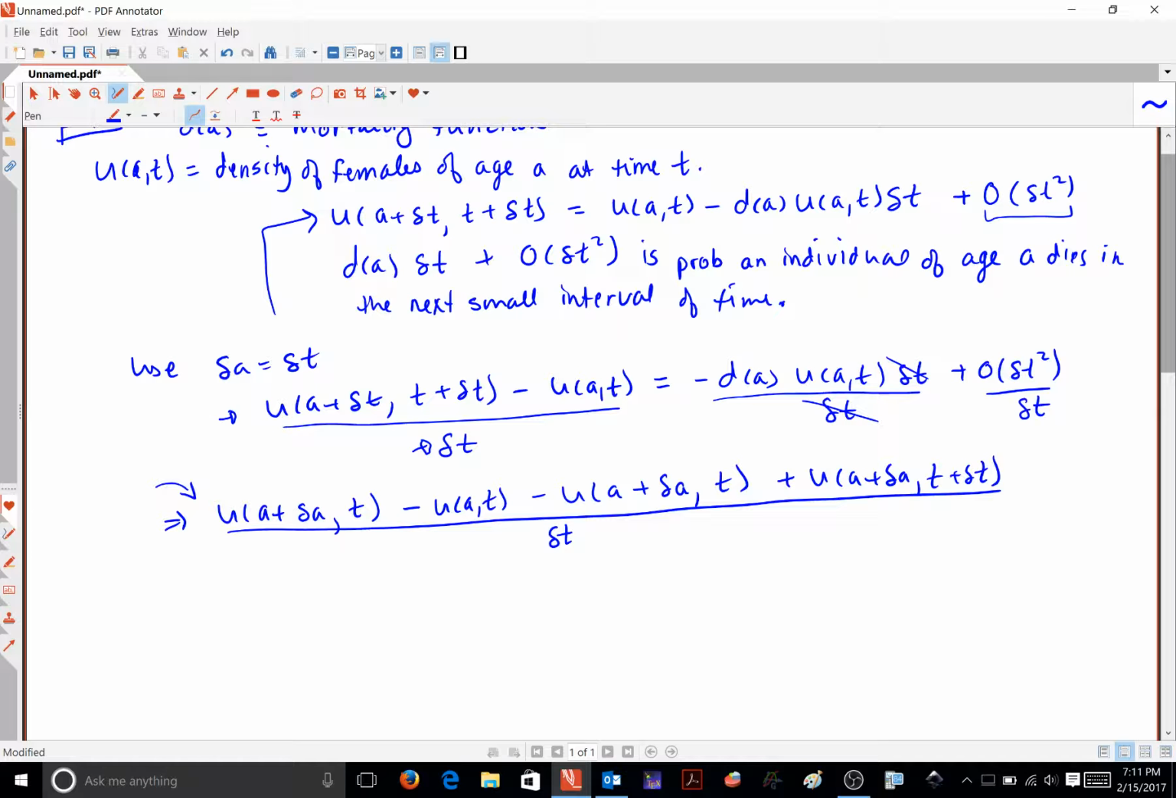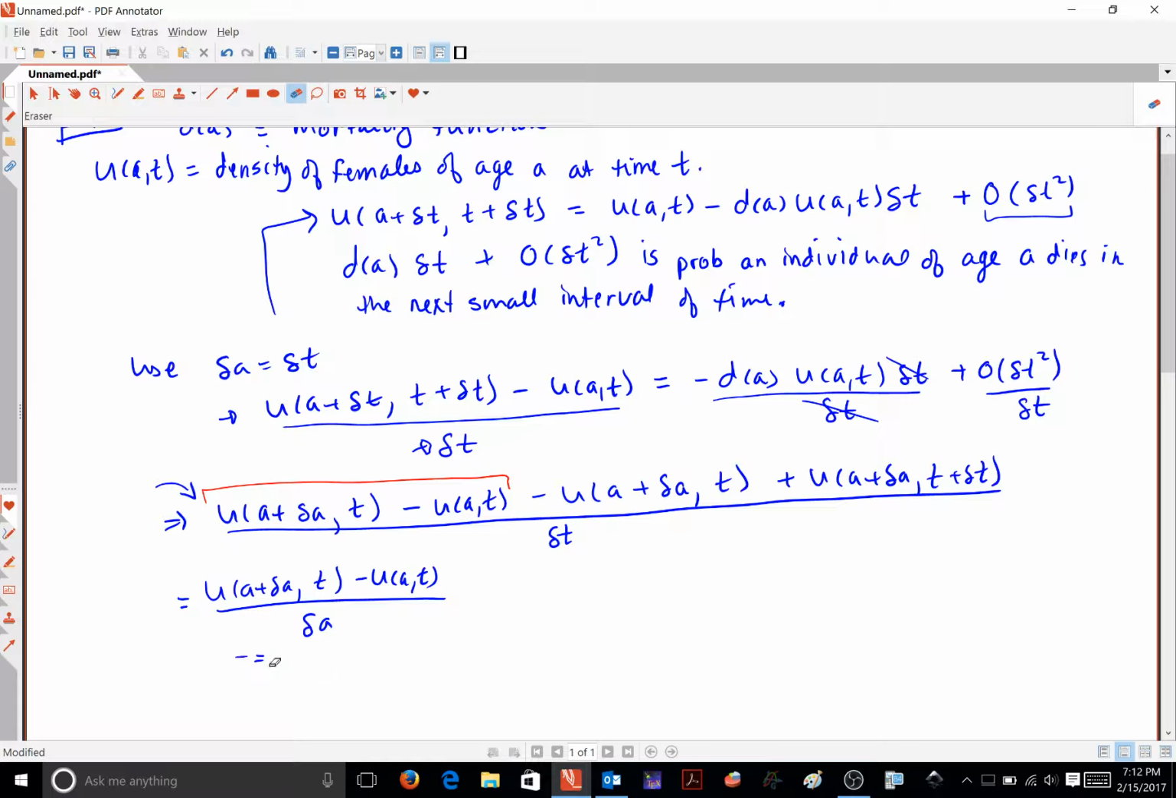If you look at this first part, I'll just change this color here. That over the delta t, you know that delta t is equal to delta a, so I can split that apart and I can write that over delta a because delta t is equal to delta a. So this would be u of a plus delta a, t minus u of a, t, and delta t is equal to delta a. So I put a delta a there, and there's your partial of u with respect to a.